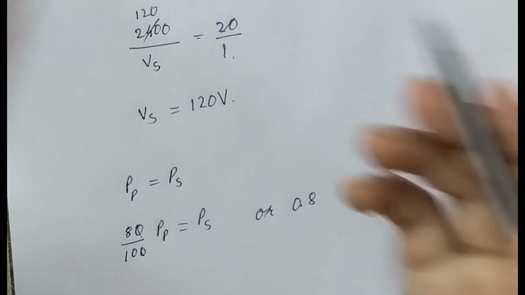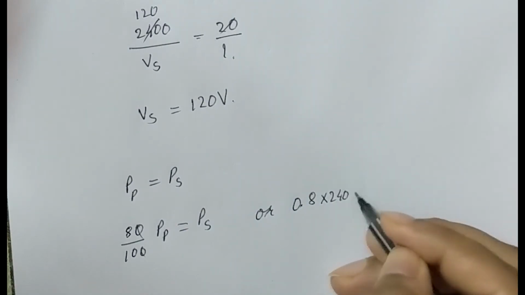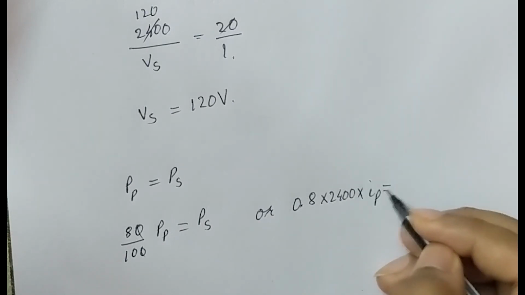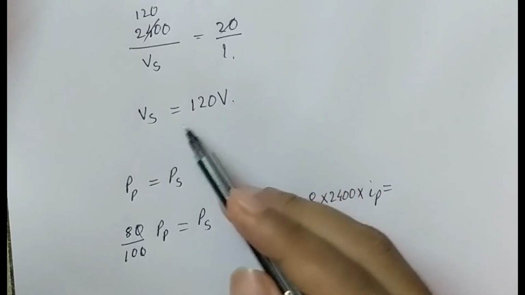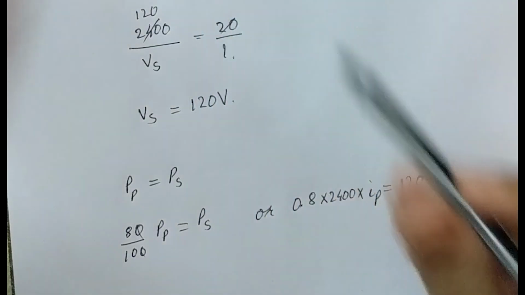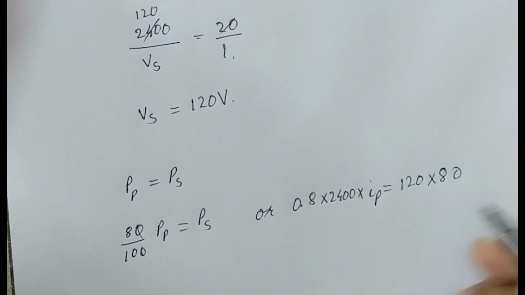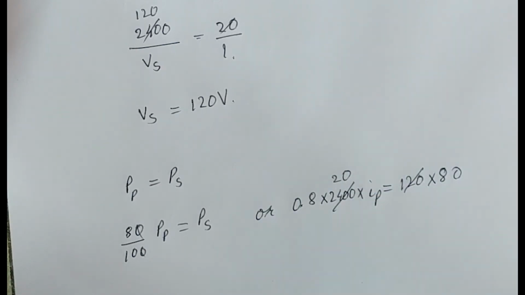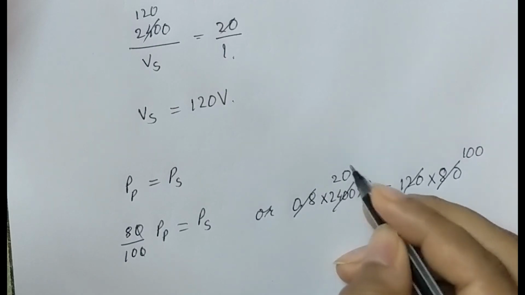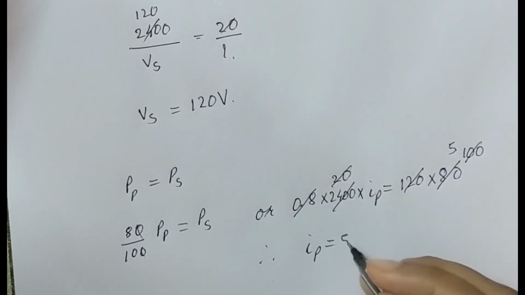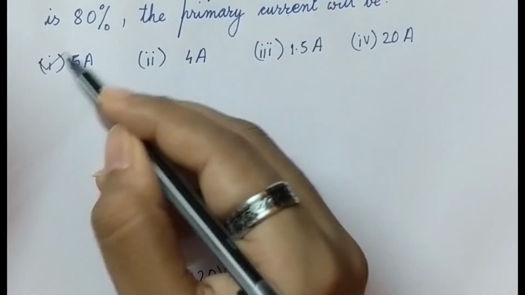Power of the primary is the voltage of the primary, that is 2400, into the current of the primary, which we have to find out, we leave that as IP, is equal to the power of the secondary, which is the voltage of the secondary, that is given as 120 volts, into the current in the secondary, which is given in the question as 80 amperes. So let's just simplify from here on out. 120 by 2400 would be giving me 20. 0.8 by 80 would be giving me 100. 20 by 100 cancelling out would be giving me 5. Therefore, my IP value will be equal to 5 amperes. So the correct option is option number 1.